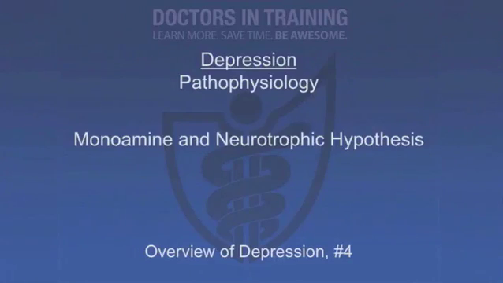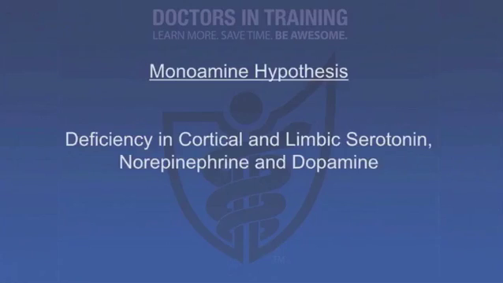There are two major theories of the pathophysiology of depression, and they include the monoamine hypothesis and the neurotrophic hypothesis. First, let's talk about the monoamine hypothesis. This states that there is a deficiency in cortical and limbic serotonin, norepinephrine, and dopamine. This hypothesis is central to understanding the proposed mechanisms of action of the antidepressant medications currently on the market.